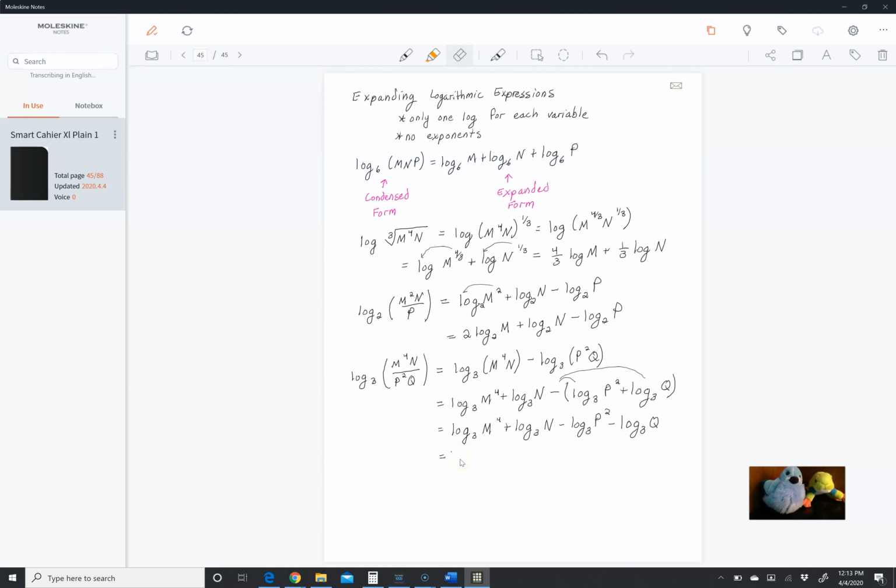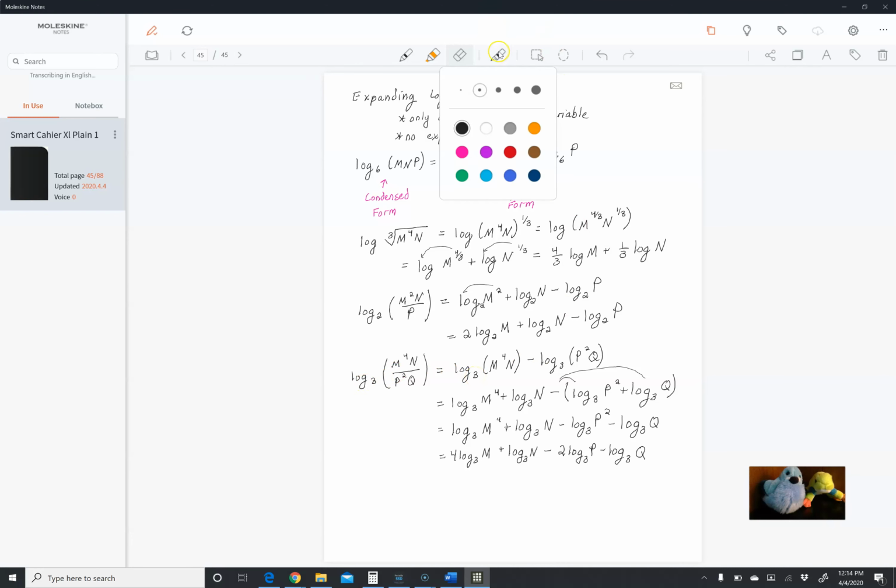So our final answer here is 4 log base 3 of m plus, there is no exponent for the n, so plus log base 3 of n, minus the 2 comes out to the front, so 2 log base 3 of p, minus log base 3 of q. And that's our final answer there. So that's kind of a huge thing when we use these properties because it's going to save us a lot of time.